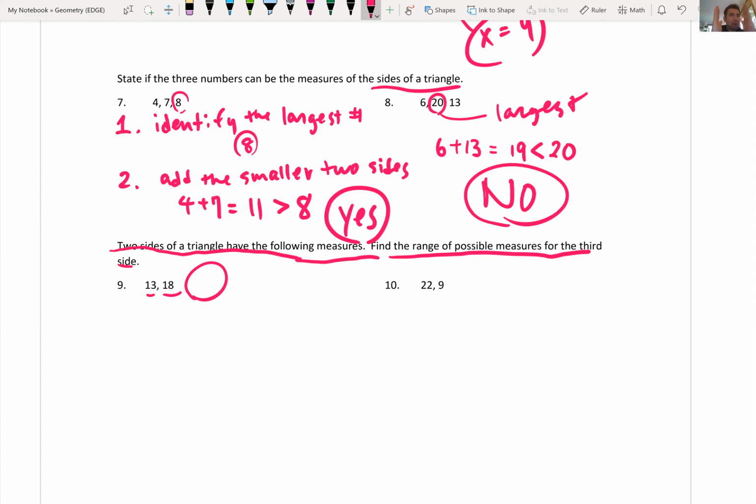Okay, what's the lowest that you can go for the third side? And what's the highest that you can go for the third side? That's what the question is asking you. It says, find the range. Okay, so let's find the range. I'm going to let you work on it, because you need to be able to do this on your own, right? So tell me the range of the third side in the chat.